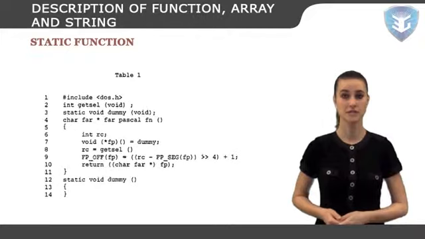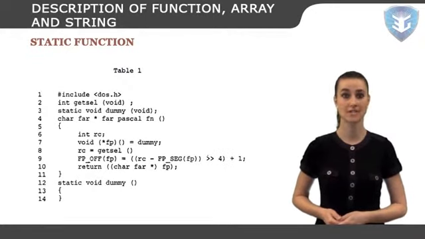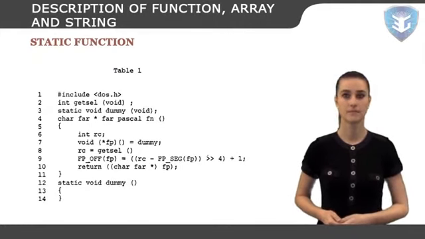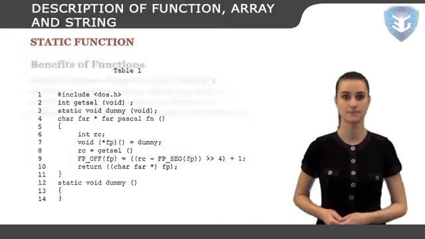Unlike global functions in C, access to static functions is restricted to the file where they are declared. Therefore, when one wants to restrict access to functions, one makes them static. Another reason for making functions static can be reuse of the same function name in other files.